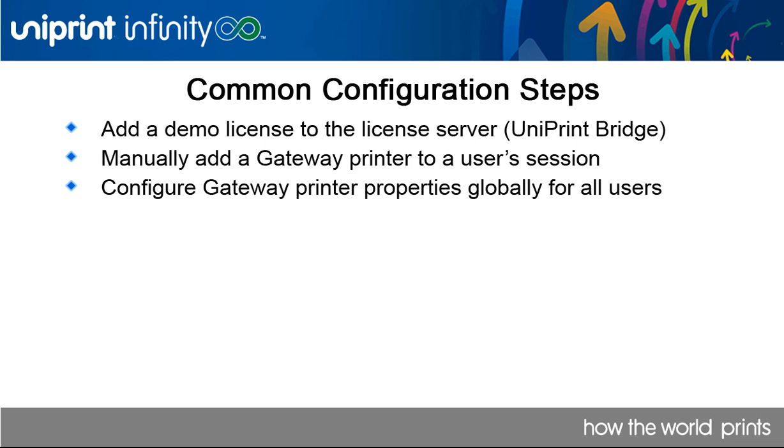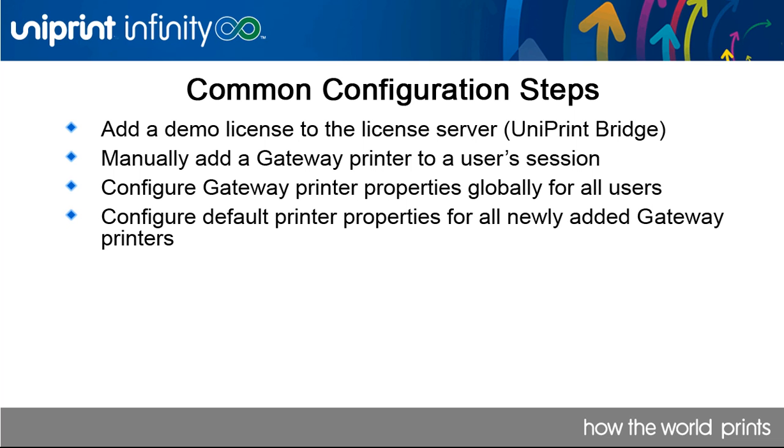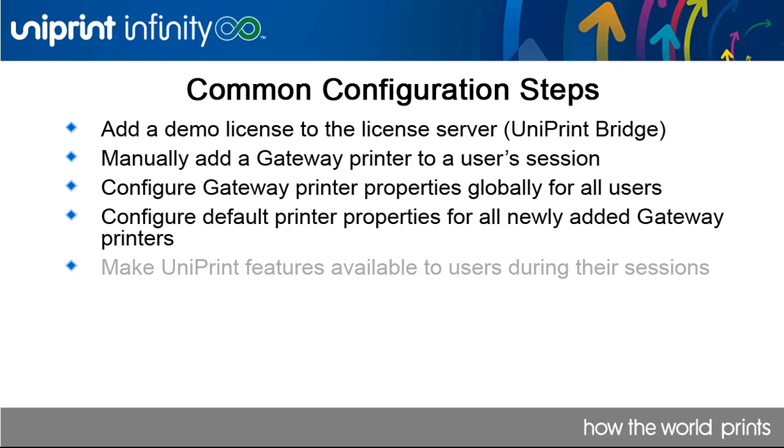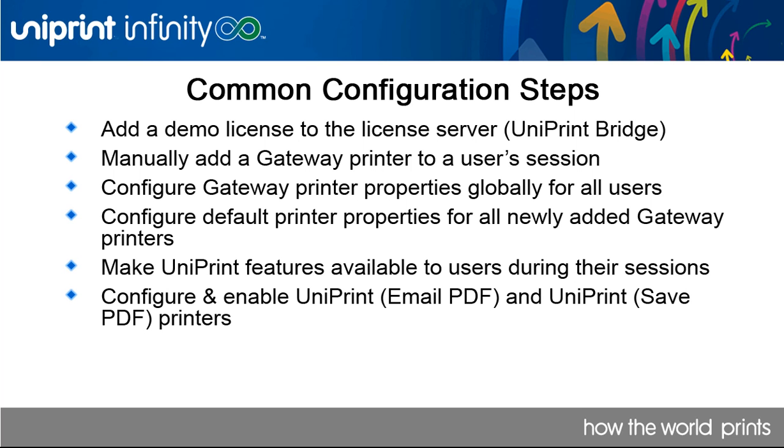Next, we'll configure gateway printer properties globally for all users, and we'll also set default gateway printer properties, which will be applied to all newly installed gateway printers. Then we'll make different UniPrint features available to users during their sessions. If you plan to use UniPrint in a server-client setup, we'll show you how to configure and enable the UniPrint Email PDF printer, which allows users to email their print job as an attached PDF, and the UniPrint Save PDF printer, which allows users to save their print job as a PDF to any network-accessible location.